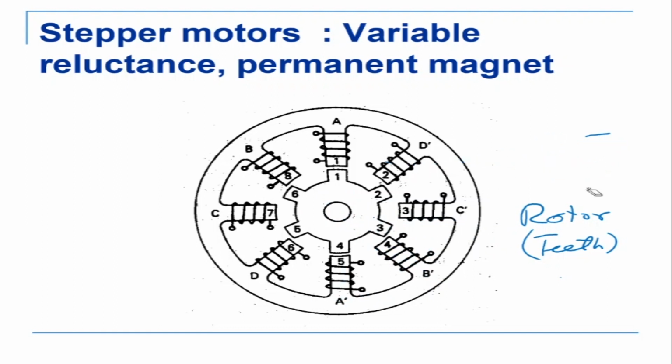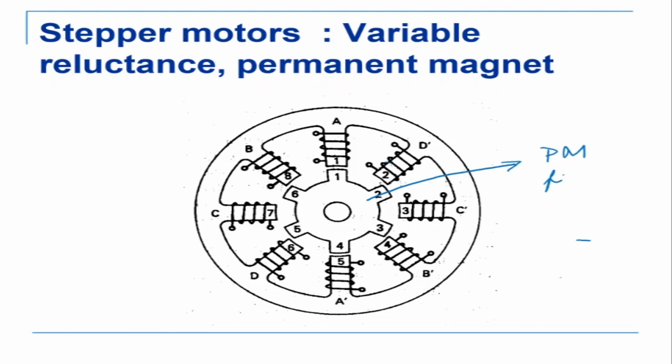Now, how does it work? Normally this can be made up of a permanent magnet, or it can be made of a ferromagnetic material. Okay, so if it's a permanent magnet, then automatically north-south poles are there. Okay, now how does it work?